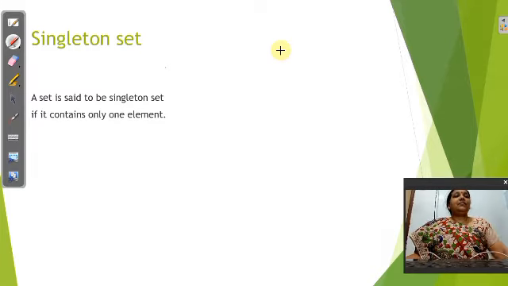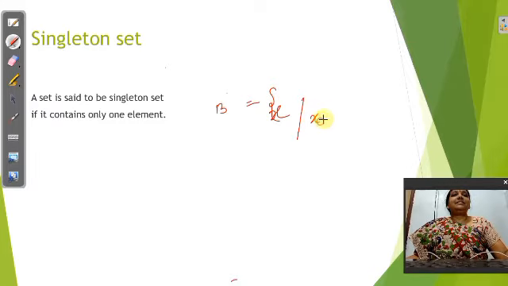For example, if we take B as a set, then it consists of only one element. For example, X, where X is an even prime. Are there any even prime numbers? No, only one element we have.